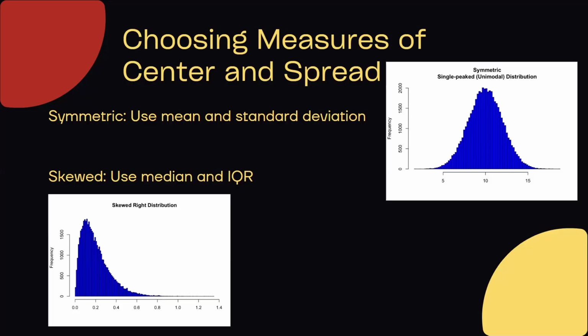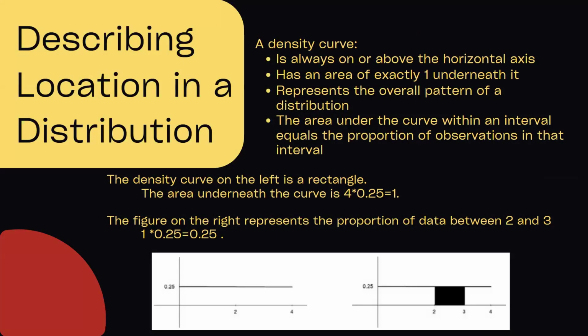Now, when we choose a measure of center and spread, typically mean and standard deviation go together, and median and interquartile range go together. If your data is symmetric, then you're going to want to use the mean and standard deviation. If your data is skewed to the left or skewed to the right, then you're going to use the median and interquartile range.